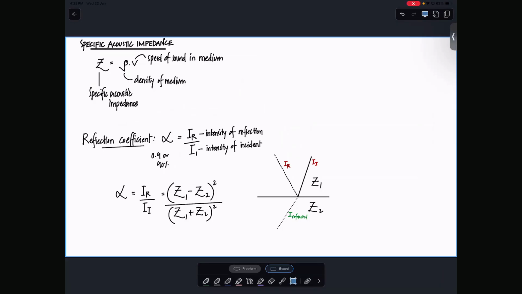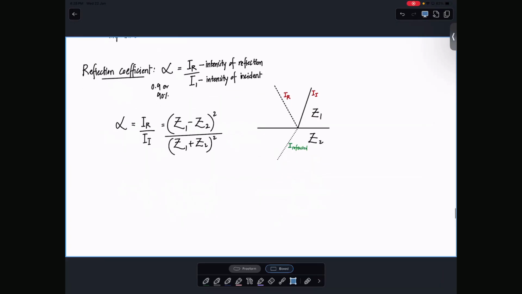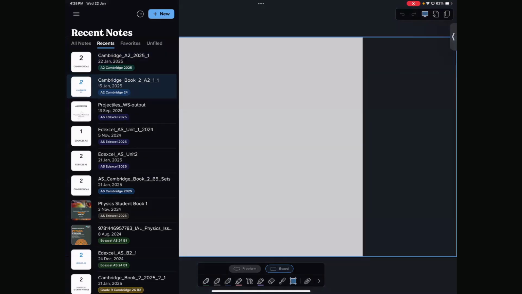So alpha is basically the reflection coefficient. It tells you what fraction of the wave that you sent in gets reflected. Why is this information important? The amount that reflects reveals to us the type of material inside the body, because intensity depends on it. Okay, so let's see a sample question so you get an idea.